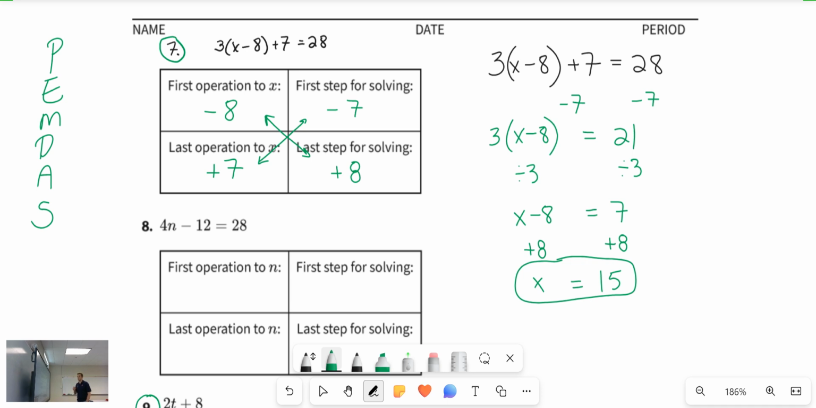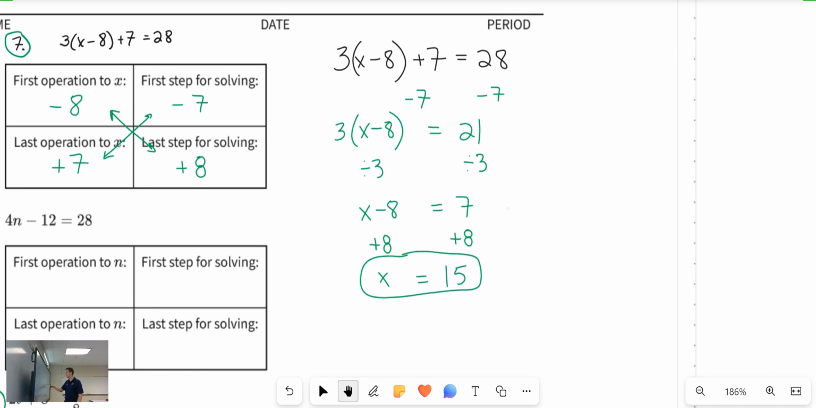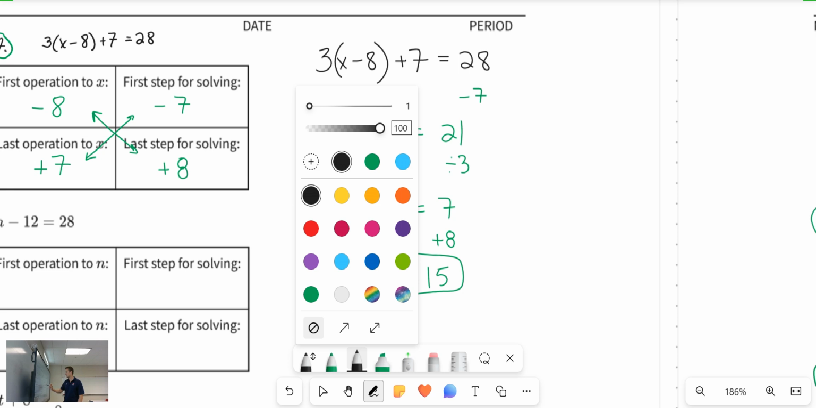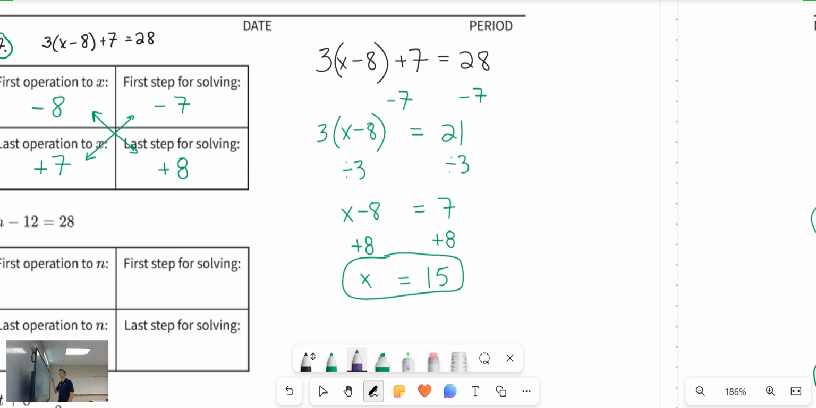Then the question is, if we want to go back and check this, that's when we're going to see the operations to x. So let's shift over real quick. We'll just use this empty space here, and let's rewrite our first equation. We'll do this in a different color. We used purple a bunch, so we'll do purple again. I like the contrast of the purple, the black, and the green. So here we go. We're going to rewrite our equation, but we're going to plug in 15 for x.